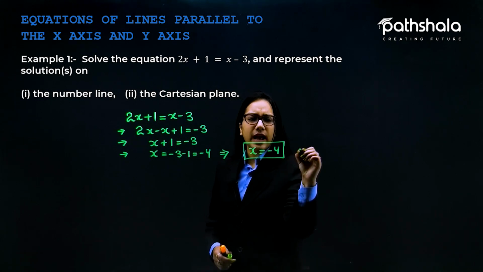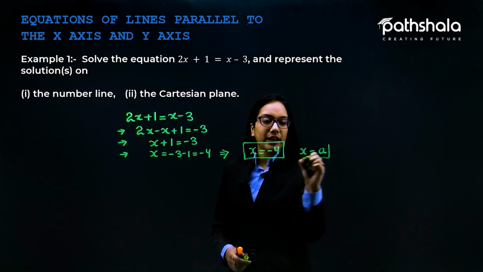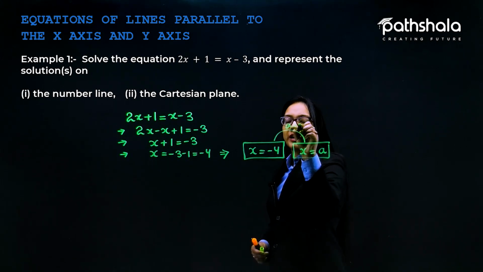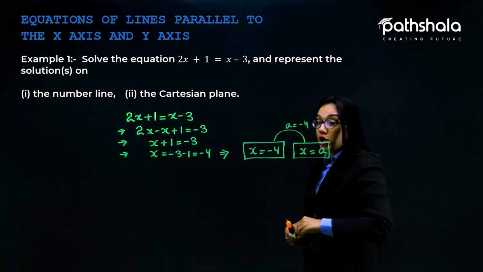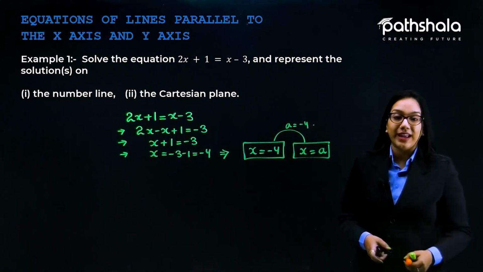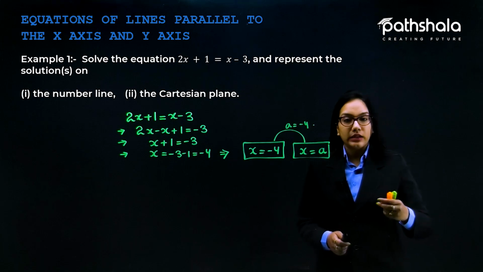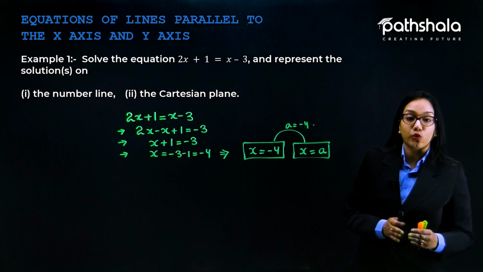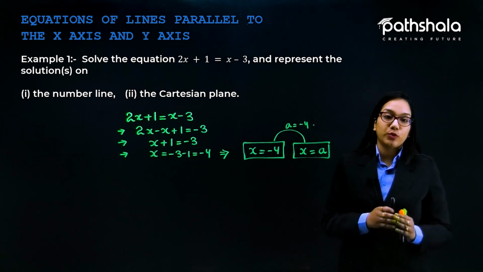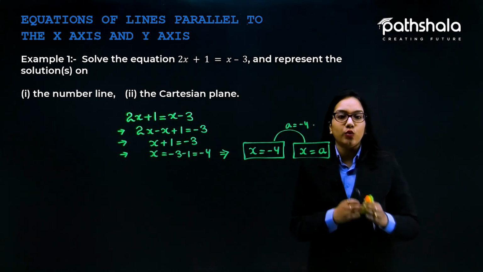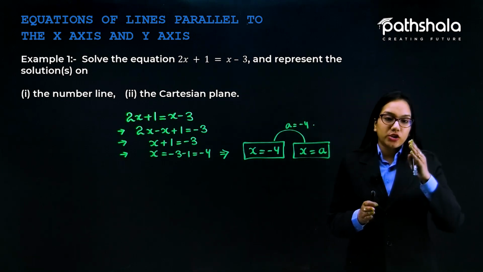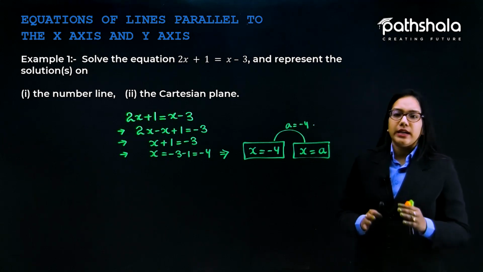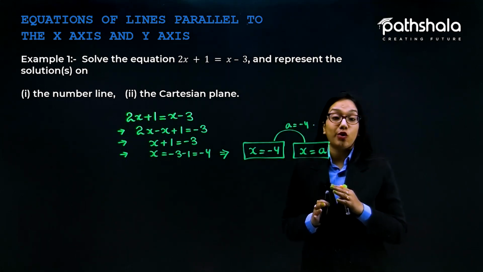So this equation is actually of the type x = a, where a is a negative number, that is -4. So if we have x = a, then the line that will be formed on the graph comes out to be parallel to the y-axis, because we do know that for x = a, it comes out to be a straight line which will be parallel to the y-axis. But it says first of all we have to represent it on the number line.